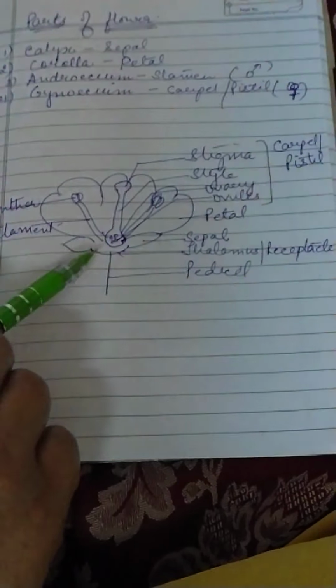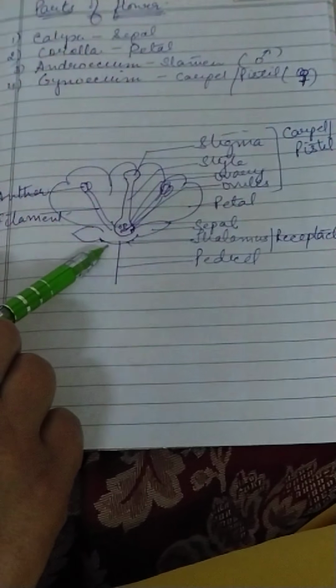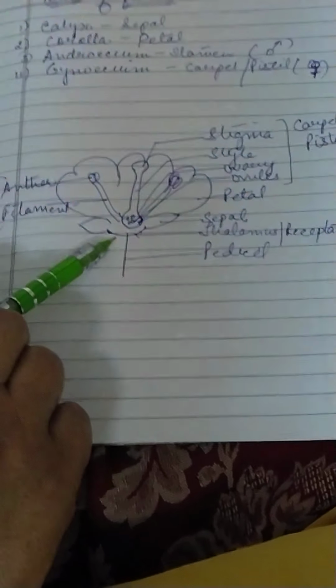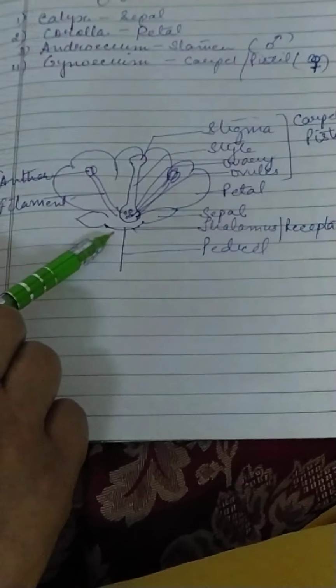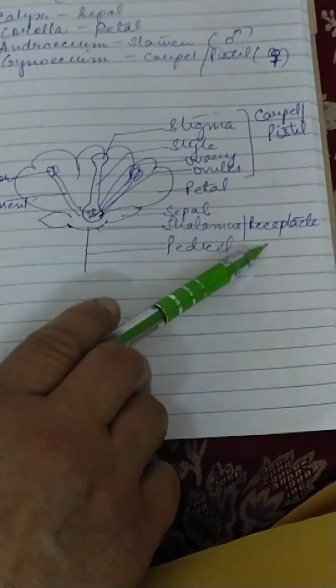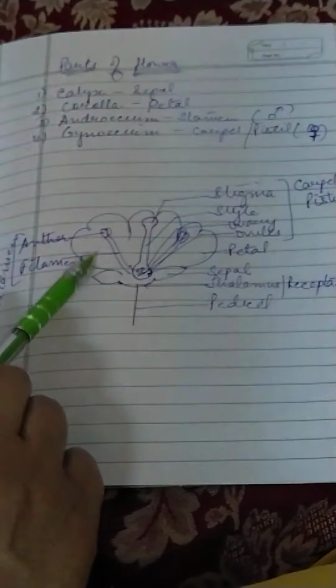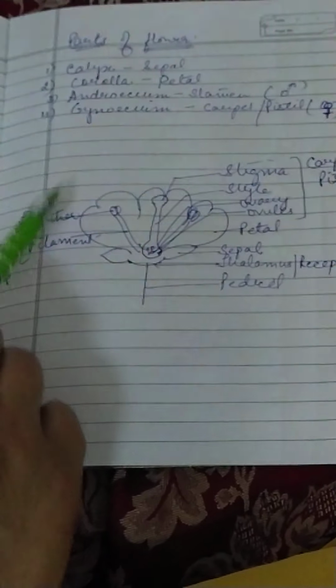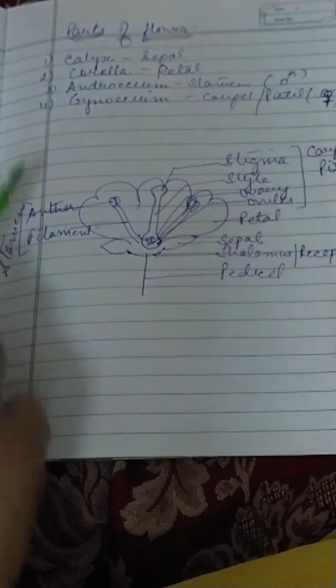All the parts of the flower are present on the swollen structure called the thalamus. So this thalamus is the base of the flower. It is a cup-shaped, expanded, swollen part called the thalamus or receptacle. On this, all the four whorls of the flower are present. The very first and the outermost is called the calyx.